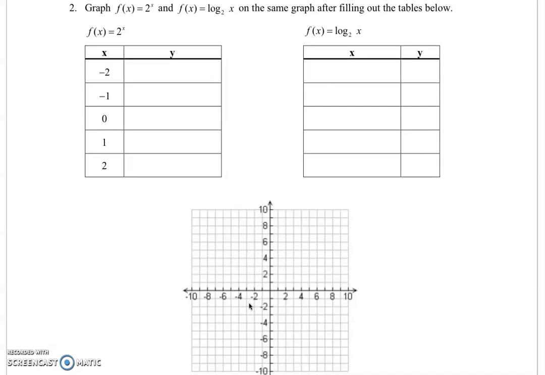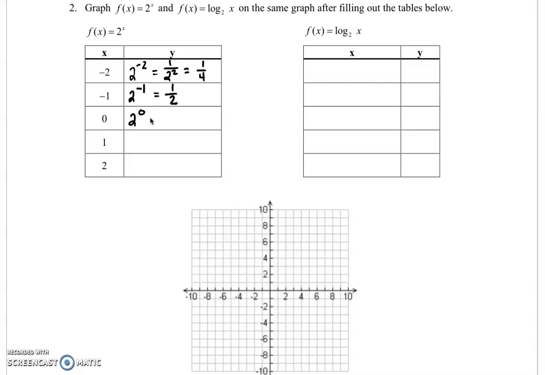So for this one, we're going to graph f of x equals 2 to the x, and f of x equals log base 2 of x. So if we fill in our tables, when x is negative 2, y is 1 over 2 squared, again using our rules of negative exponents, which is 1/4. When x is negative 1, y is 1/2.